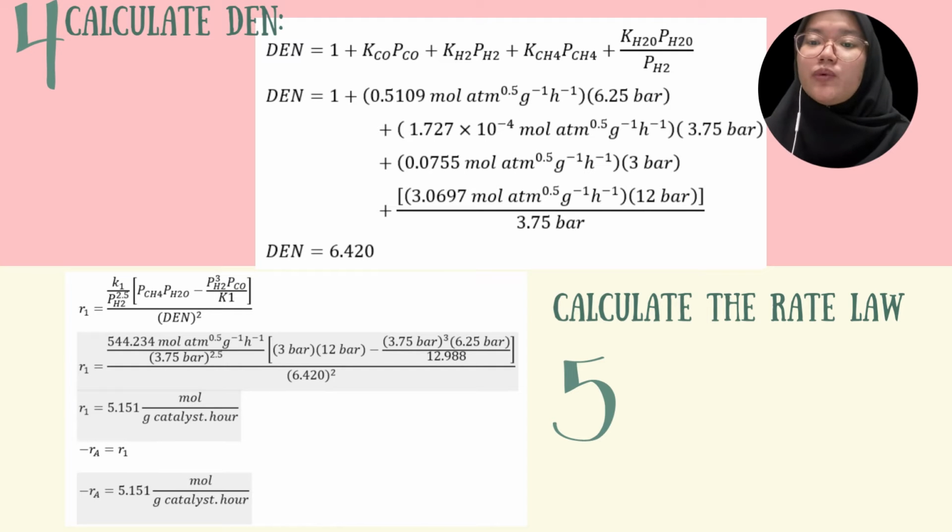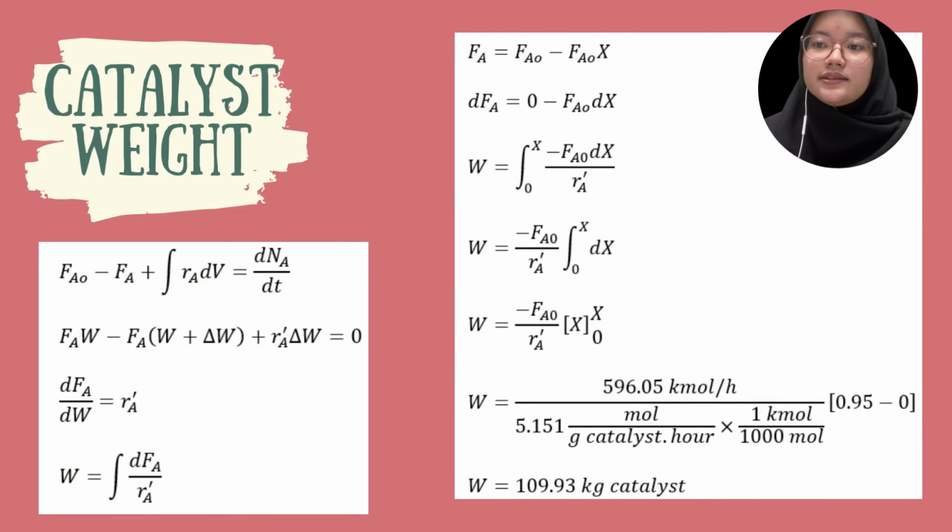Then after we obtain the DEN, we will proceed to calculate the rate law using the formula shown here, and the value of rate law obtained is shown here as well. The equation used to calculate the weight of catalyst is derived based on the general mole balance equation. Hence, we obtain the weight of catalyst used in this reaction is 109.93 kg of nickel oxide.